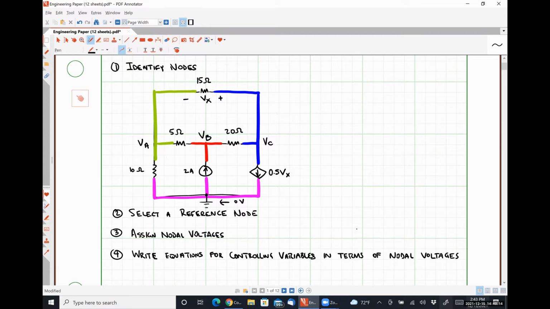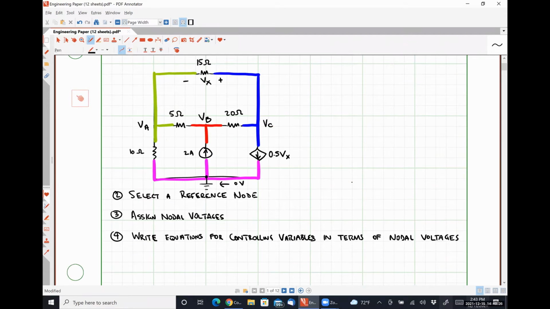How I do that is I simply take the nodal voltage present at the positive polarity terminal of Vx, which is Vc. So Vx is equal to the nodal voltage present at the positive polarity terminal minus the nodal voltage present at the negative polarity terminal, which is Va. So Vx is simply Vc minus Va.